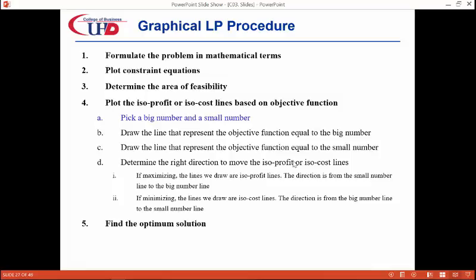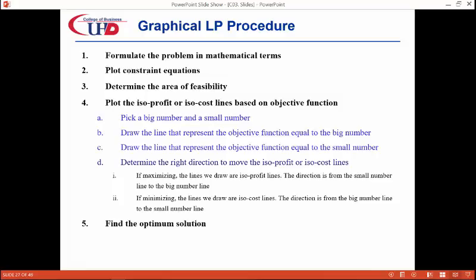first pick any two different numbers as the reference. For both numbers, we draw the respective lines that represent the objective function equal to them. Those are two ISO lines corresponding to different objective values.